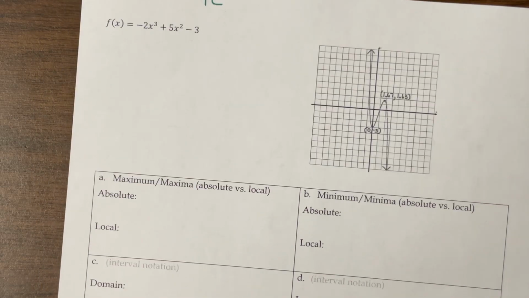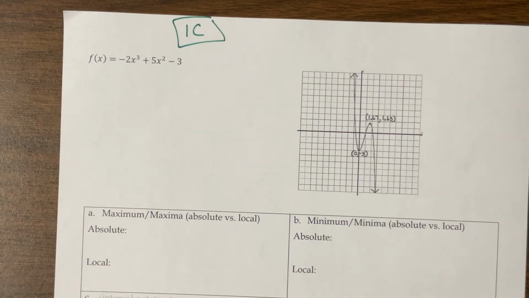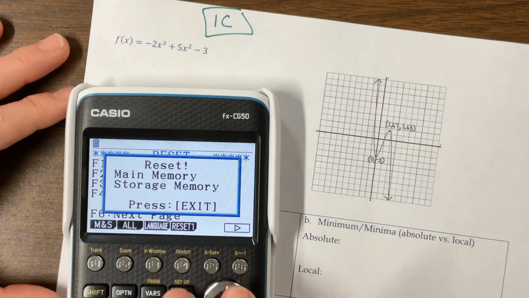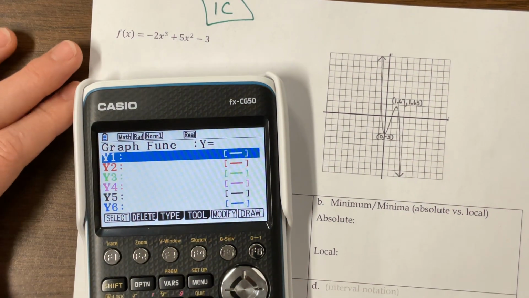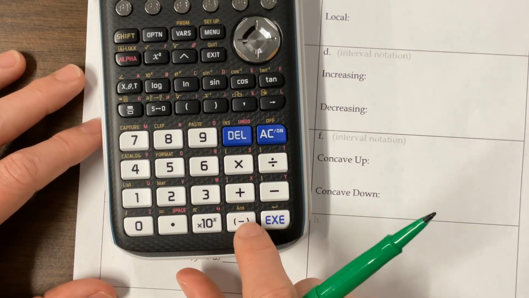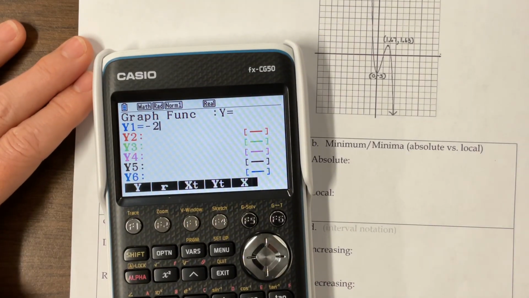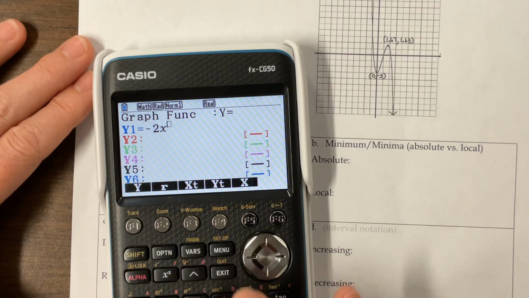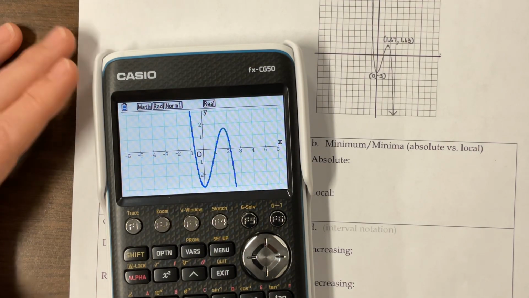My bad. Okay, so on this particular problem, it looks like it's graphed for us. I'm going to go into my calculator to graph this. I see a negative. Notice there's a difference between a negative and a minus. So if you need a negative, you have to use this button. It will change everything if you do the wrong one. 2 times x raised to the third power plus 5x squared minus 3. So there's my graph. I can just hit enter and go to graph, and that looks great.